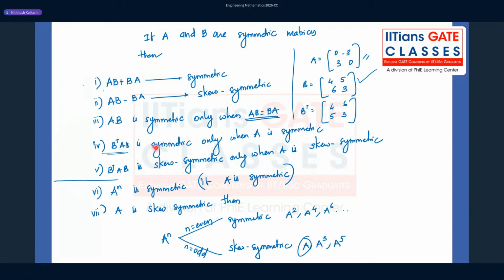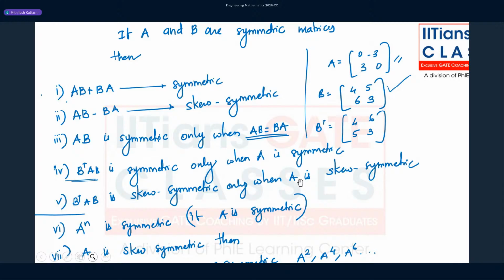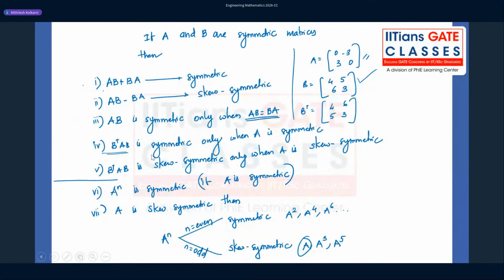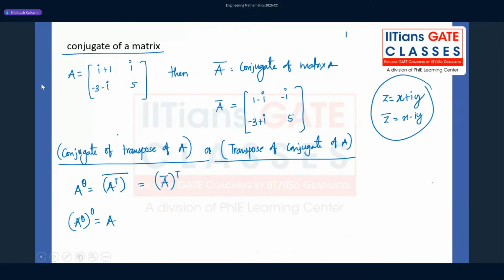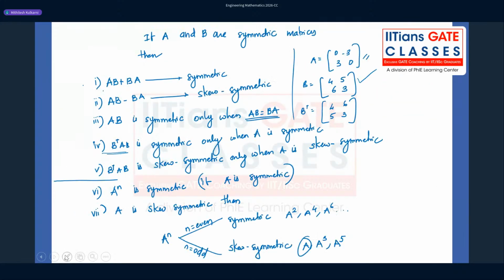B transpose AB is symmetric only when A is symmetric, and B transpose AB is skew symmetric only when A is skew symmetric. This is one of the previous year questions. And if you know the property, it is just a matter of clicking the appropriate option, right? So B transpose AB is symmetric only when A is symmetric. B transpose AB is skew symmetric only when A is skew symmetric.